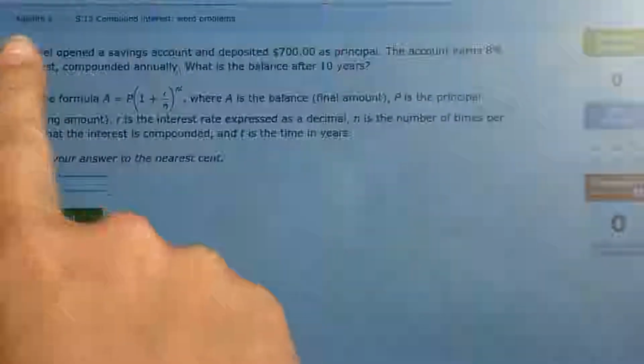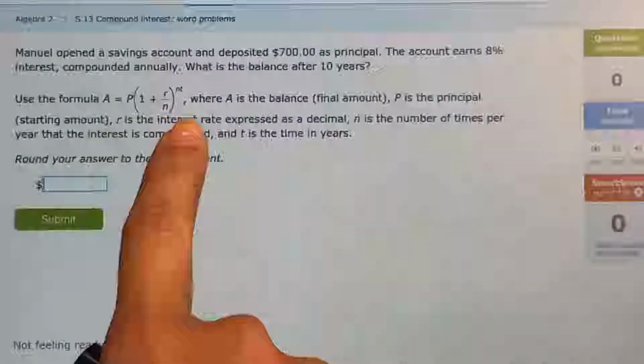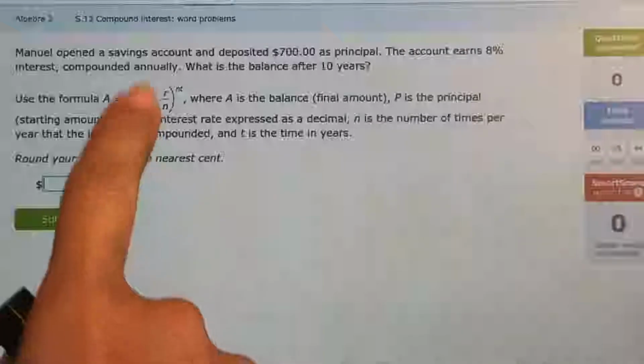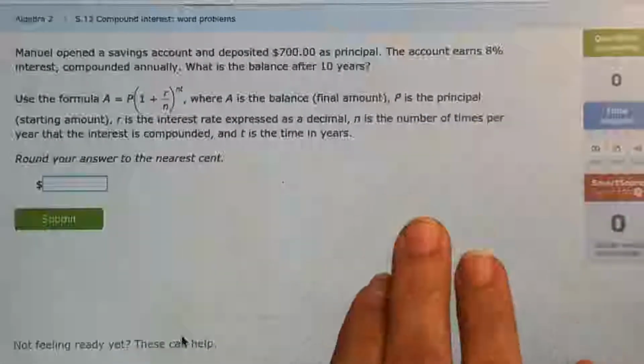All right, so we're going to take a look at S13, compound interest. And all it is really is plugging it into a formula. And the formula is given to you in a reference sheet, but also in this question it's just given to you every single time. So it seems like a lot, but it's really not. So just be patient, okay?